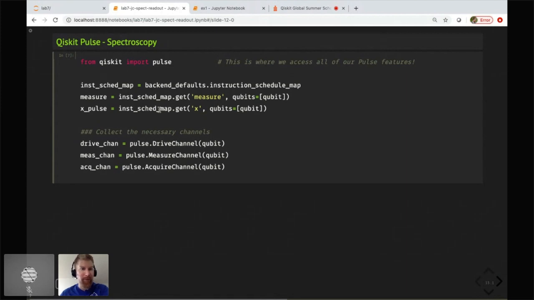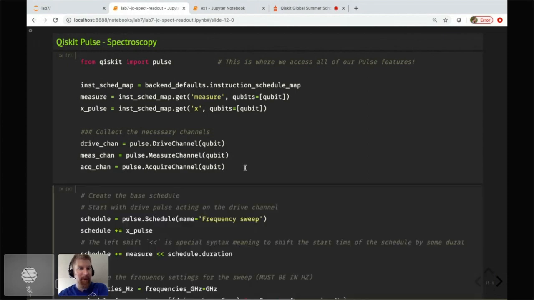Just a little note here. Because this is a real backend, we can ask the backend what its measurement pulse is. We can also see what its X pulse is. An X pulse is a 180 degree rotation around the X axis of the Bloch sphere. And because we already know these, we don't need to build them as we've done in some other cases, such as when we use the simulator. But similarly, we're going to create all the necessary channels. So these are three of the channels. We're not using a control channel. That's mainly for two-qubit interactions. And I think I need to execute that. That's correct.